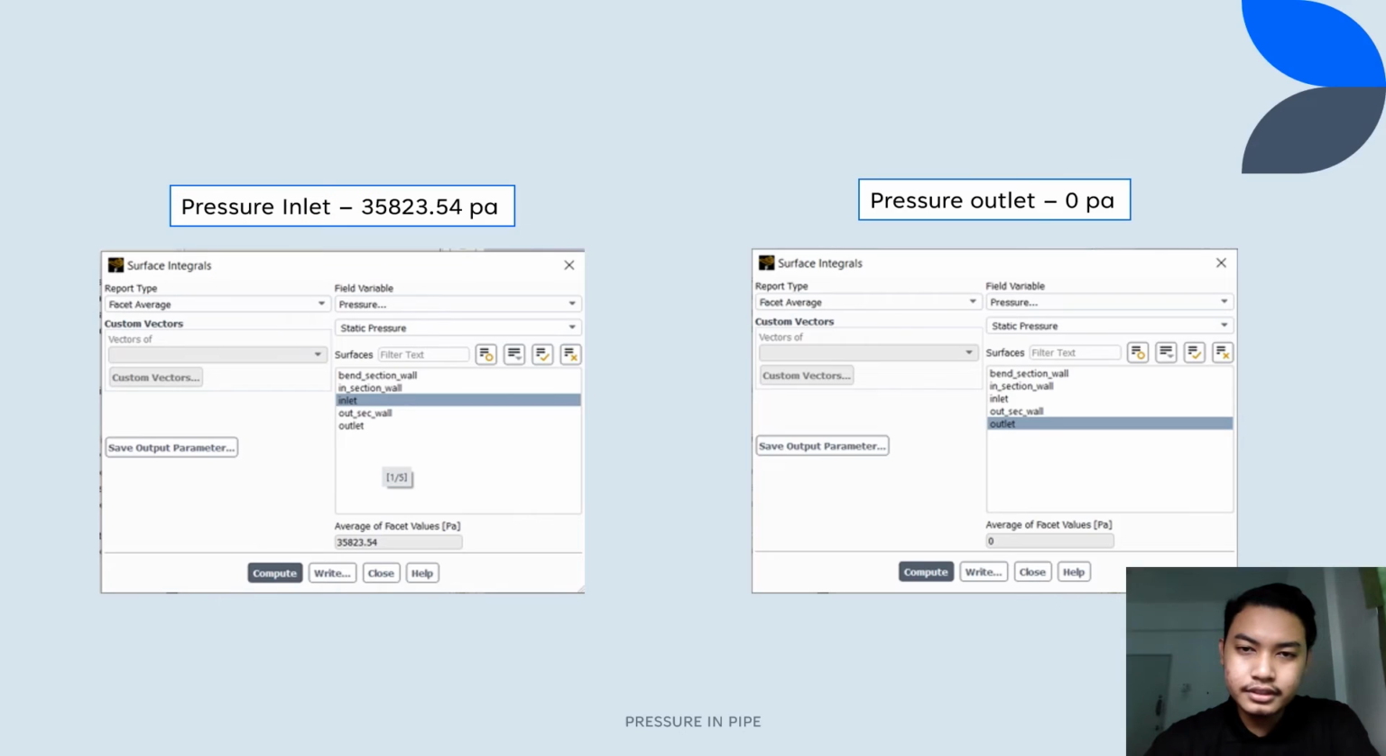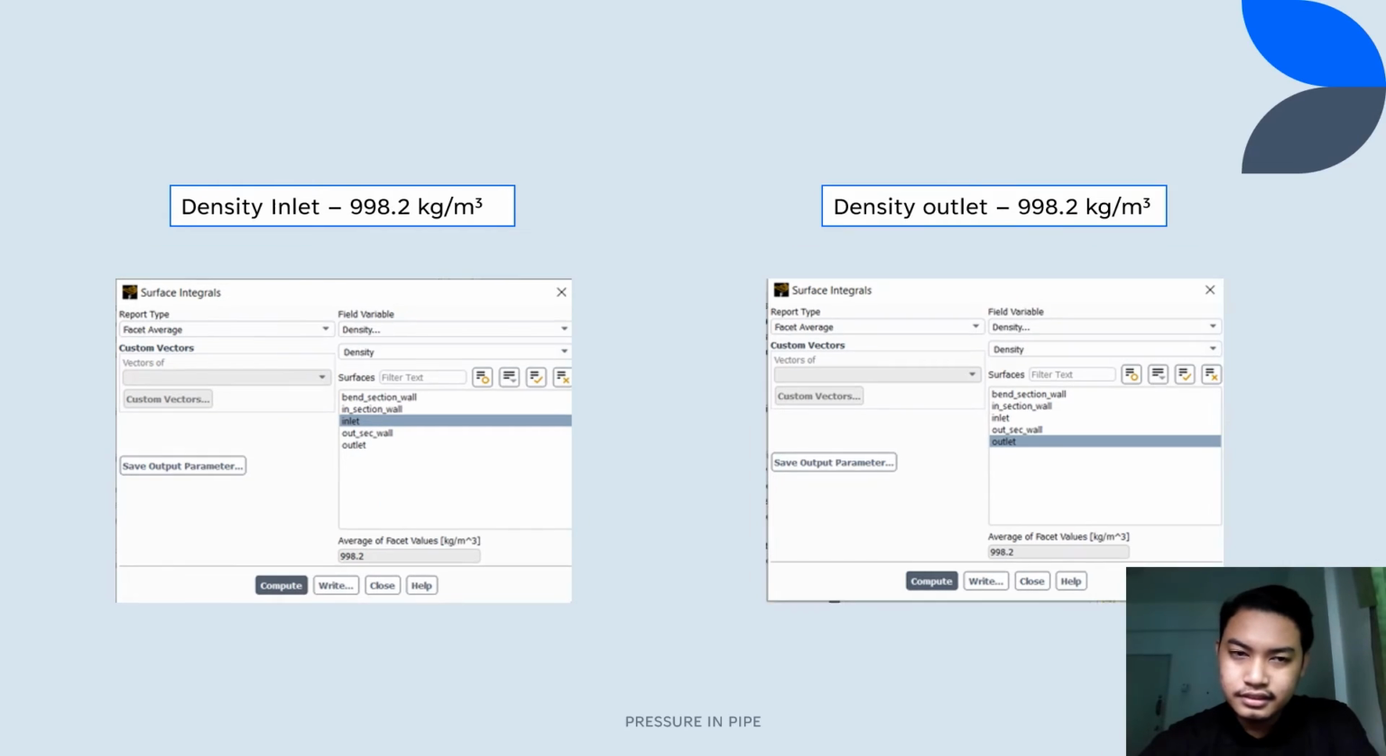Okay, in the simulation of the L pipe, we get a pressure inlet of 358 to 3.54 Pascal, and for the pressure outlet we don't have any result, 0 Pascal. Density at the inlet we get 998.2 kilogram per meter cube, and density at the outlet we get 998.2 kilogram per meter cube.